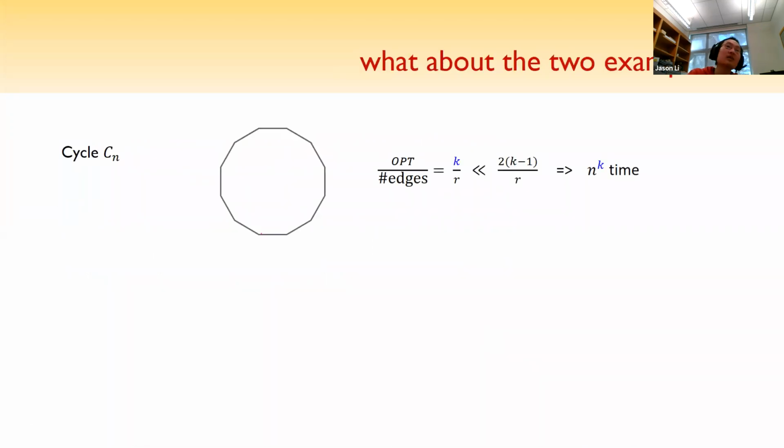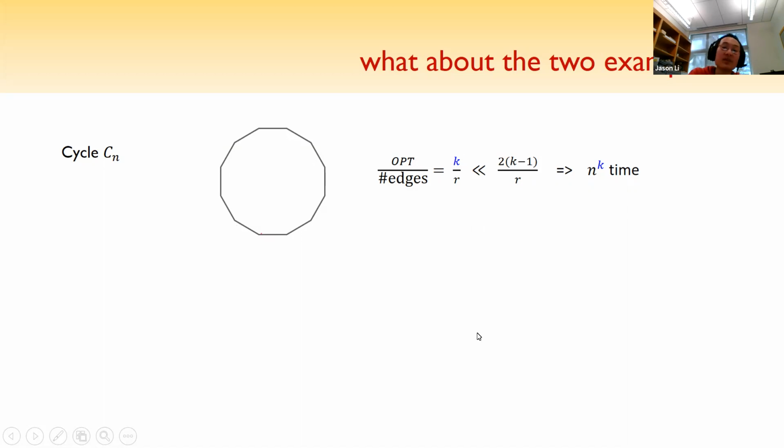Okay. So now it's instructive to ask, how does the Karger-Stein analysis fare on the cycle and the clique? So let's consider the cycle first. In the cycle, opt is k because we delete any k edges, and the number of edges is r because it's a 2-regular graph. So the number of edges equals the number of vertices.